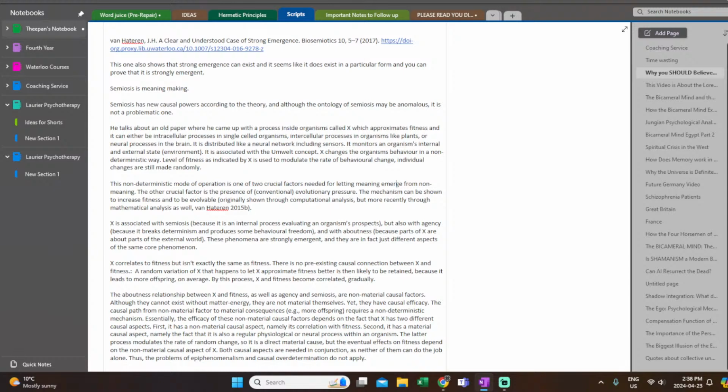Okay, hold on. So he showed using math that this is a non-deterministic mode of operation. Let me just read that again. This non-deterministic mode of operation is one of two crucial factors needed for letting meaning-making emerge from non-meaning. The other crucial factor is the presence of conventional evolutionary pressure. The mechanism can be shown to increase fitness and to be evolvable, originally shown through computational analysis. Okay, so he showed that this mechanism in a simulation was actually able to, I think it mentioned somewhere else, that he showed in a simulation why this particular mechanism that he described is the best for survival.